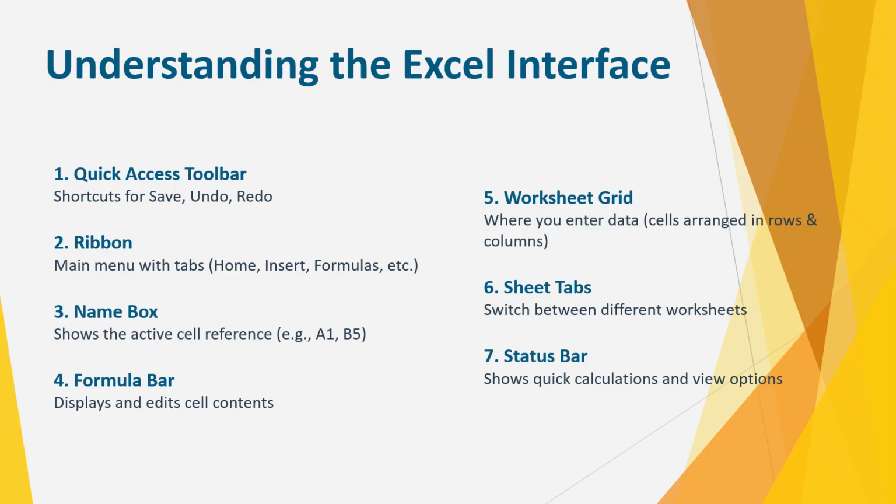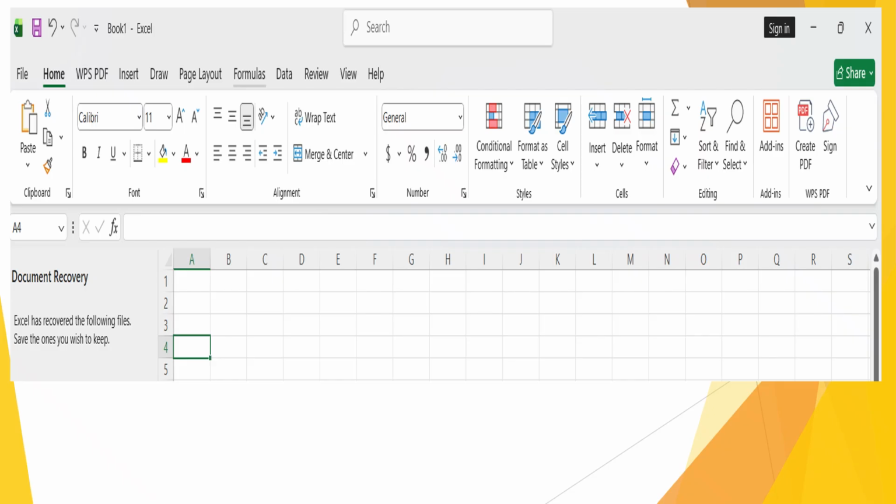Now the formula bar displays and edits cell content. So you see where you can edit. Excel is not like Word. There are some instances where you type something and it requires you to edit it. You need to go to that formula bar to do that. We also have the worksheet grid, the sheet tab, and the status bar. In the demo section, we are going to be showing all of this.